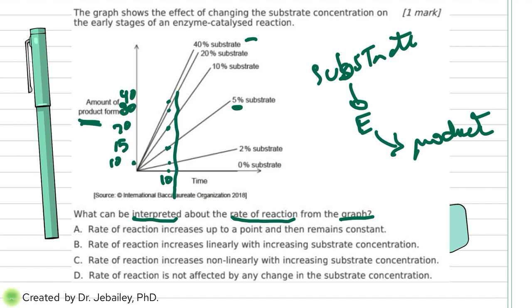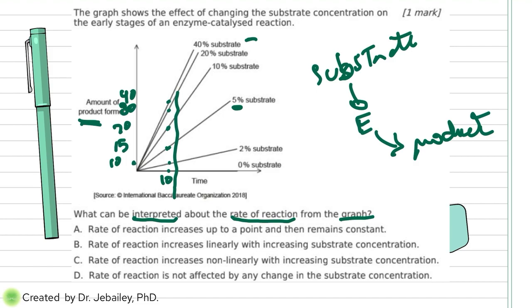Well, is that true? It's not constant, because if it was constant, the lines would not be going up. The lines would have started to go straight, and that's not true. As you can see, the lines keep going up. Now option B says the rate of reaction increases linearly. When it increases linearly here, what is it trying to say? That it's just going straight with increasing substrate concentration. Linearly would mean it would go completely straight in line, and that's not true. As you can see, the lines are changing.